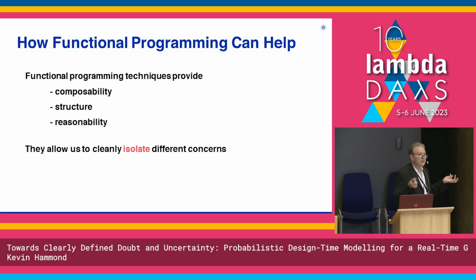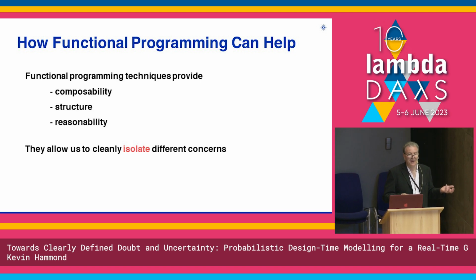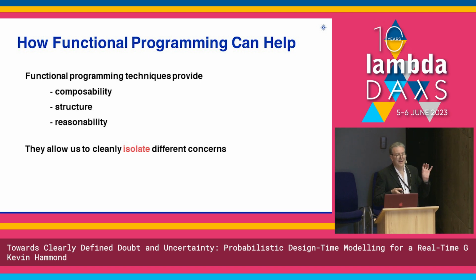And of course, the answer is functional programming. You're here for Lambda Days, it's because you know that functional programming is great. Well, how can functional programming approaches help with software design? They can help us by providing compositionality, they can help by providing structure, and they can help by providing reasonability, which is a term I just made up. We can reason about what the code is supposed to do, about what the system is supposed to do, in a rational way, based on the structure, based on the composition of the design components.